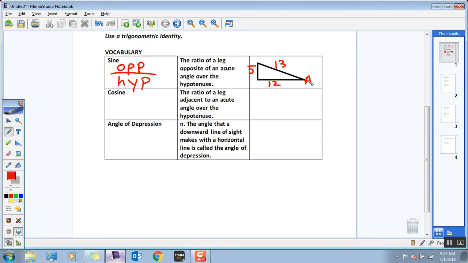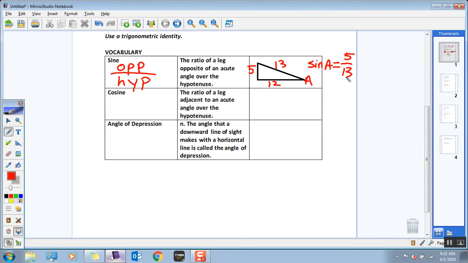5 over 13. Sine of angle A would equal 5 over 13 because, by definition, sine is the opposite leg over the hypotenuse. So what's opposite of A, kids? 5. And what's the hypotenuse length? 13. Happy with that?